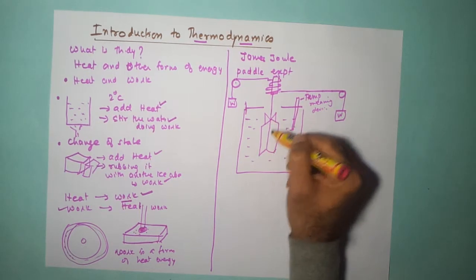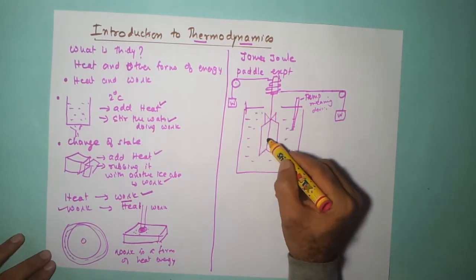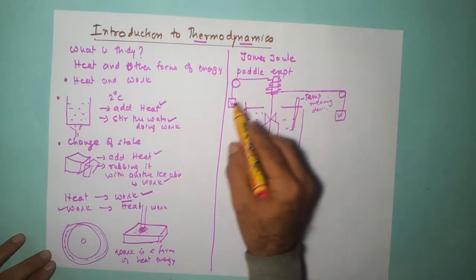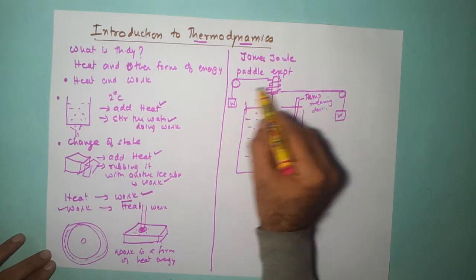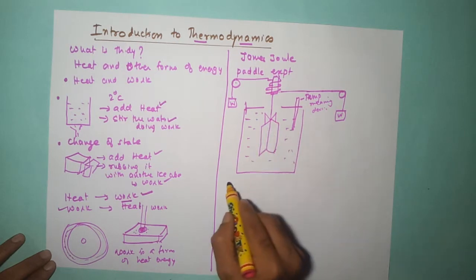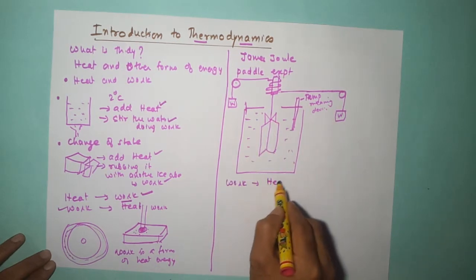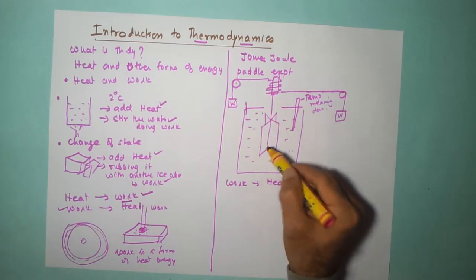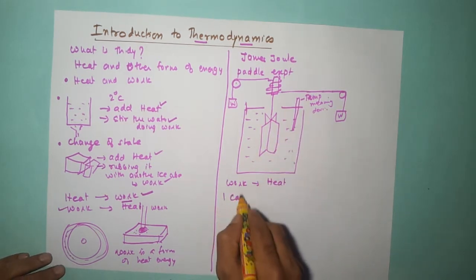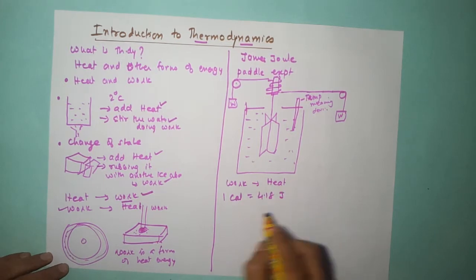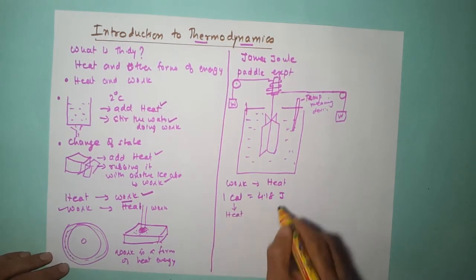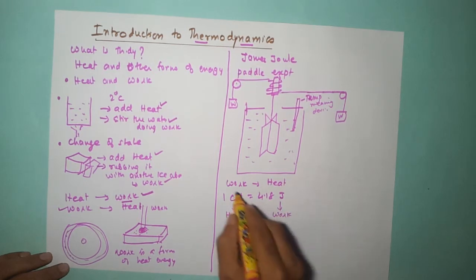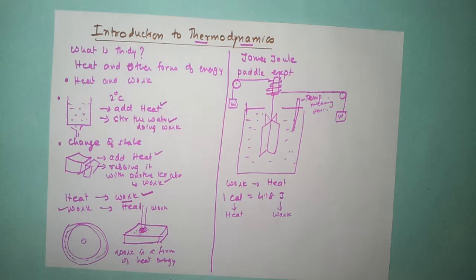In the process, these vanes or paddles rotated in this water, and what was observed is the temperature of water increased. So this was a setup which converted mechanical energy or work, when these were rotating, into heat energy. He conducted this experiment with different liquids, and he came up with the conclusion that 1 calorie is 4.18 joules. Calorie is the unit of heat, joule is the unit of work done, and this is known as the mechanical equivalent of heat. We'll be using this relationship, 1 calorie is 4.18 joules, quite frequently when we study thermodynamics.